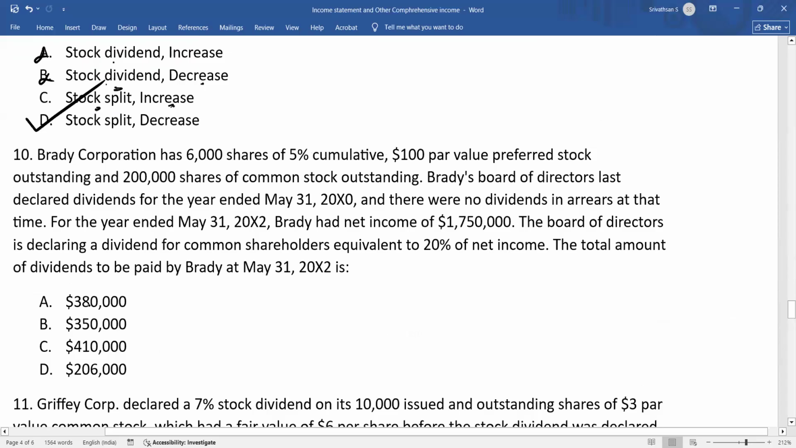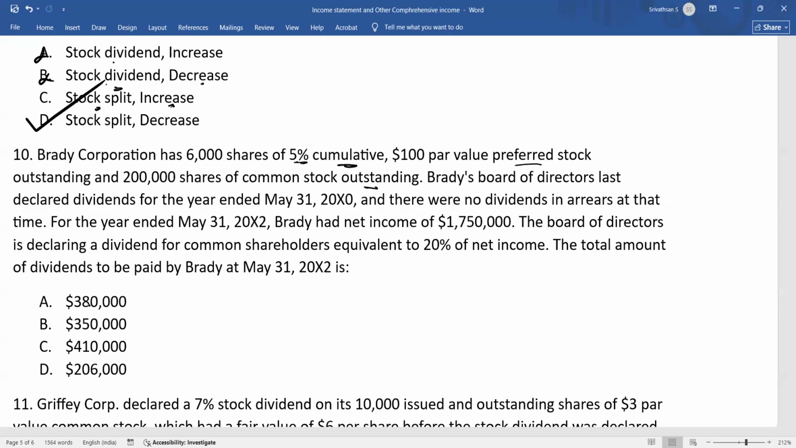Question number 10. Brady Corporation has 6,000 shares of 5% cumulative $100 par value preferred stock outstanding and 2 lakh shares of common stock outstanding. So here the company has preference stock as well as the common stock. The company has preferred stock outstanding as well as the common stock outstanding.